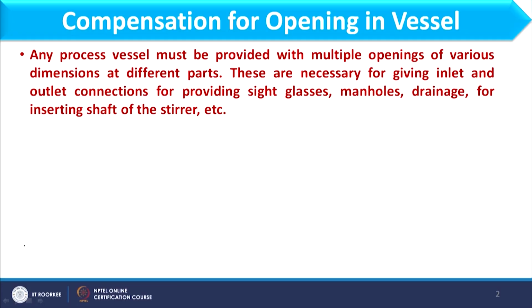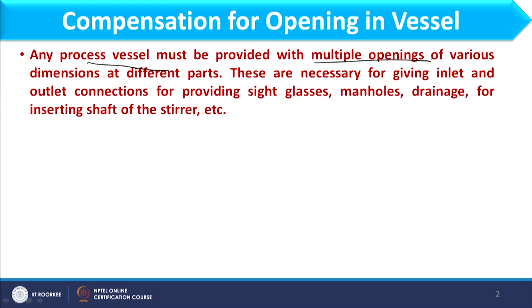When we have any opening, it means we are cutting a particular section in a regular sheet. Once we have that cut, it creates discontinuity in the whole sheet. Any process vessel, or pressure vessel, must be provided with multiple openings. There may be one opening and there may be more than one opening. Usually we consider more than one opening because at least I am having inlet and outlet nozzles.